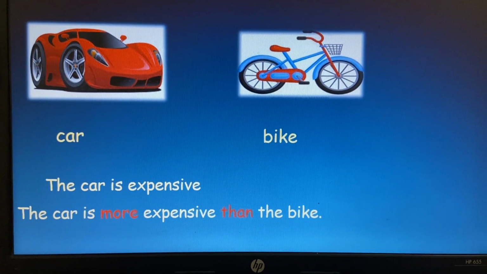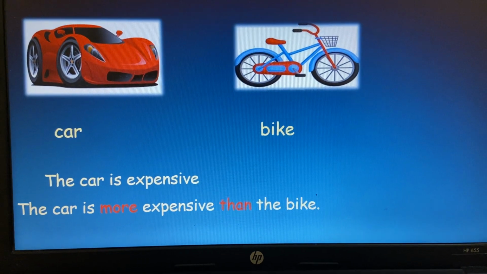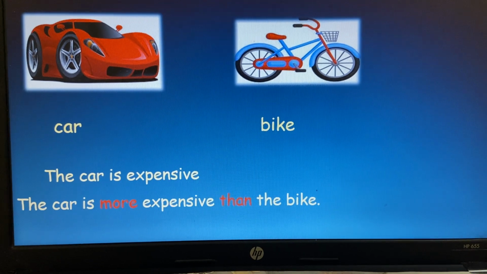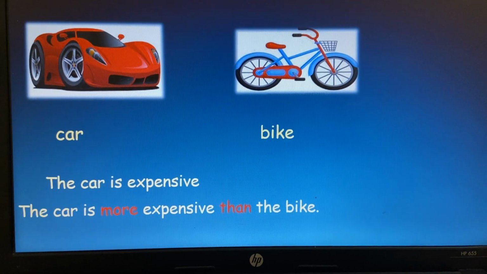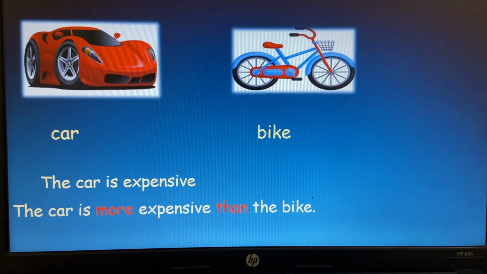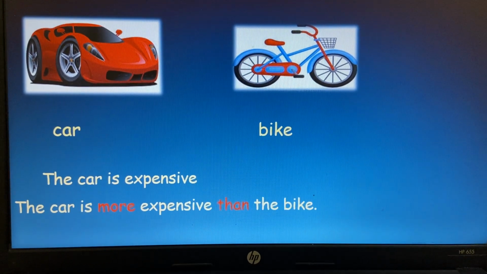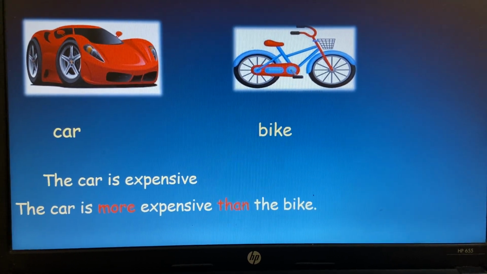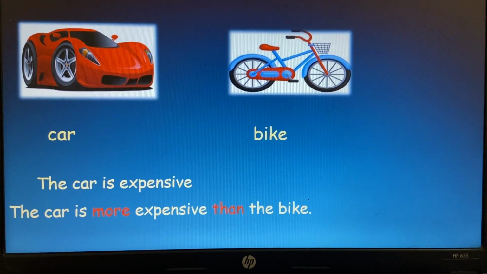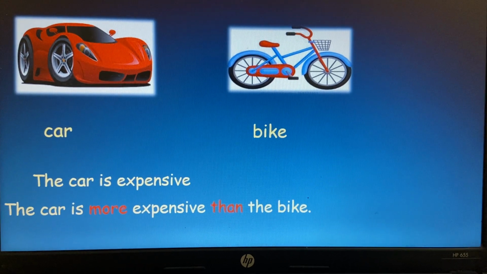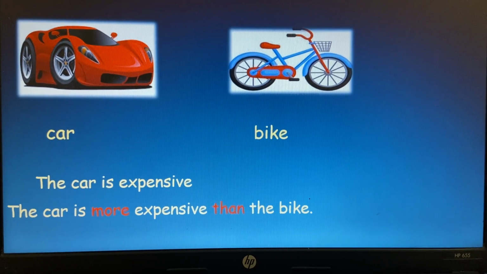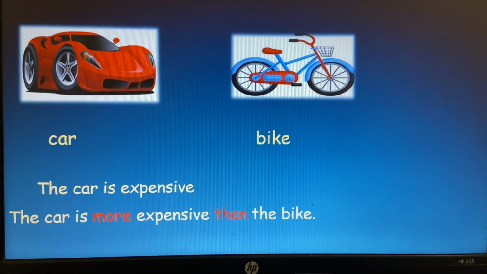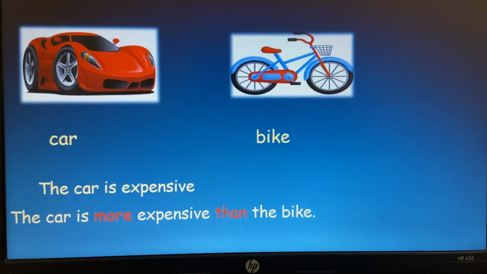Look at this car and this bike. Nice car. It seems to be expensive. The car is expensive. Which one is more expensive? So we compare the bike and the car. The car is more expensive than the bike.